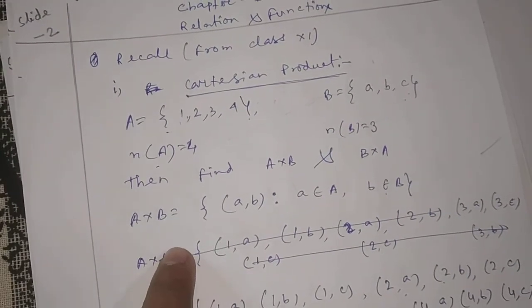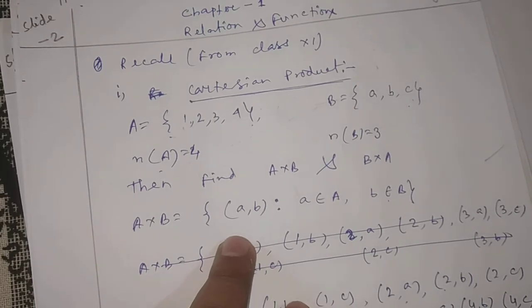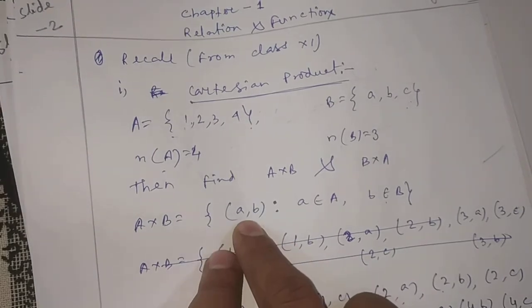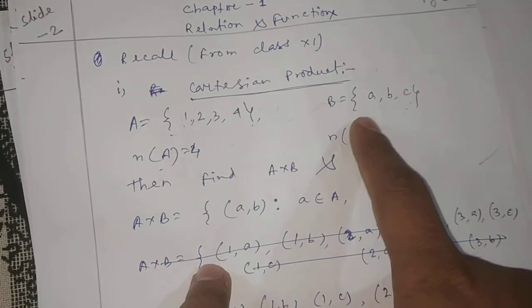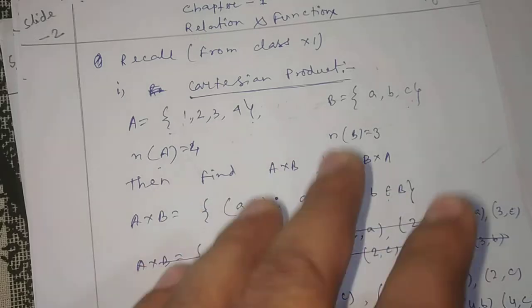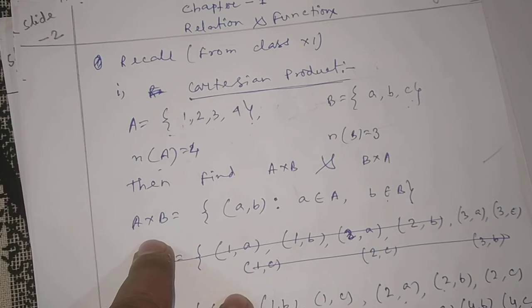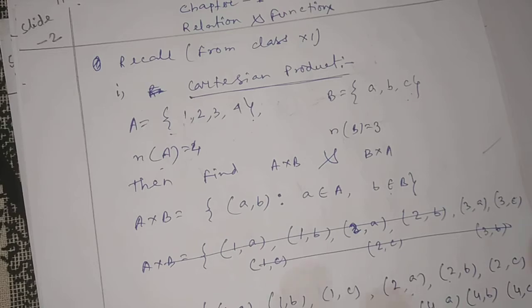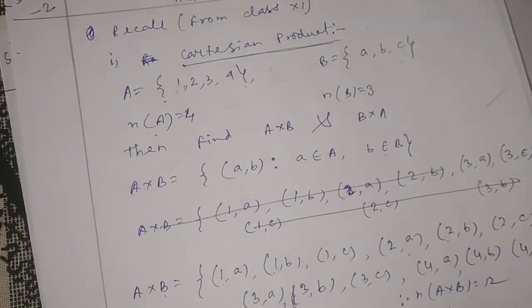A cross B is nothing but the set of all ordered pairs in the form of (a, b), where the first element a will be coming from the first set A and the second element b will be coming from the second set B. An ordered pair means it will consist of two elements. So I am trying to say A cross B is the set of all ordered pairs in the form of (a, b). That means every element of the Cartesian product A cross B will look like an ordered pair.